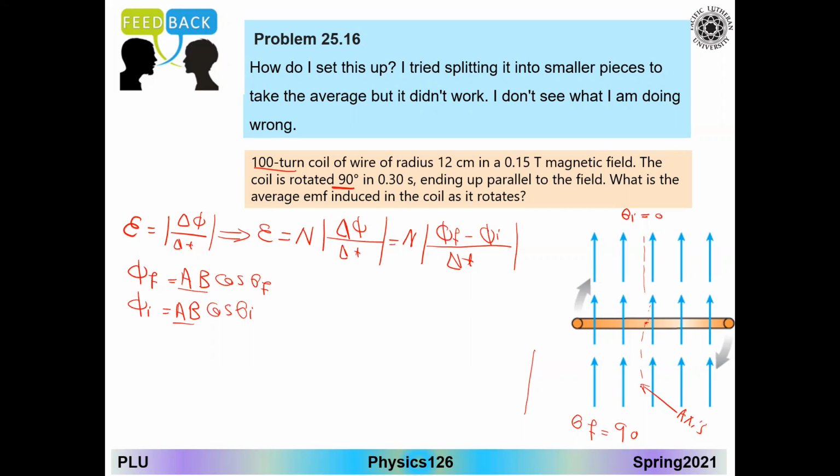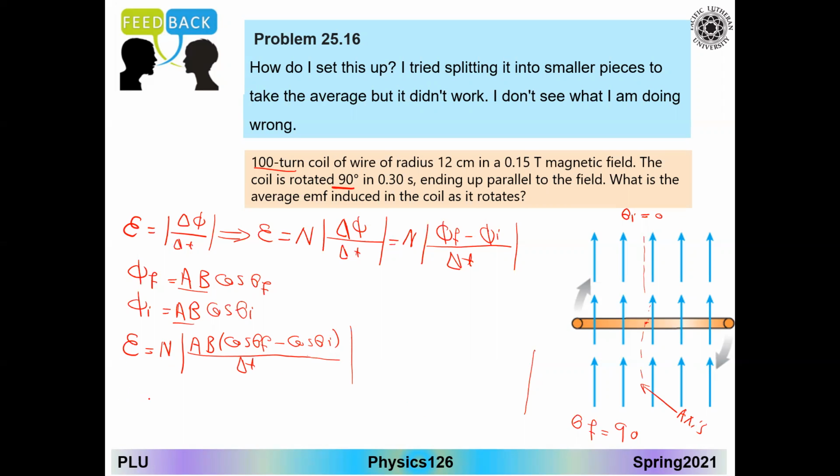So now we know theta i and theta f, and I have A and B. Now I can write down my equation this way. Here is N times my phi. A and B are the same, so I can take them outside: A times B, the same magnetic field, the same area. The only difference here is cosine theta f minus cosine theta i, divided by delta t, and take the absolute value in this case.